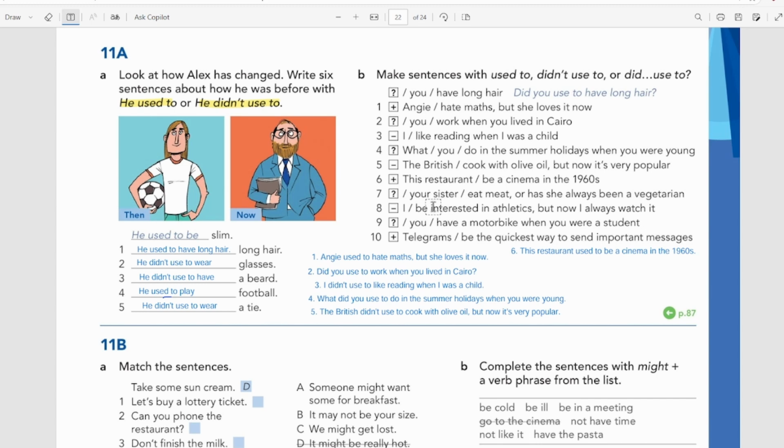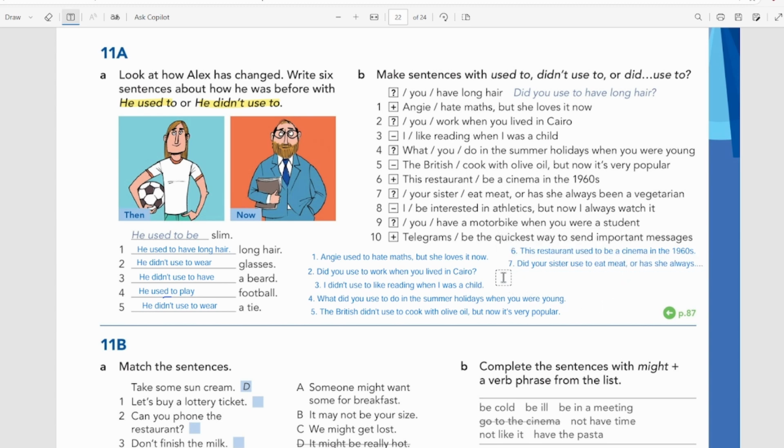Number 7. Question. Did your sister used to eat meat, or has she always been a vegetarian? Okay, so we're going to write the main part. Did your sister used to eat meat, or has she always... The rest will be the same. Obviously, this is a comma. All right.